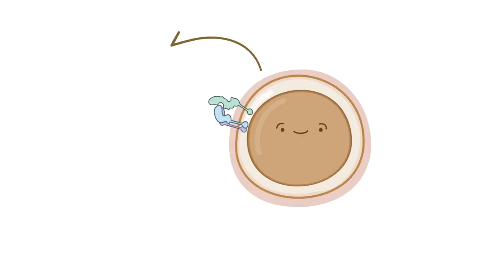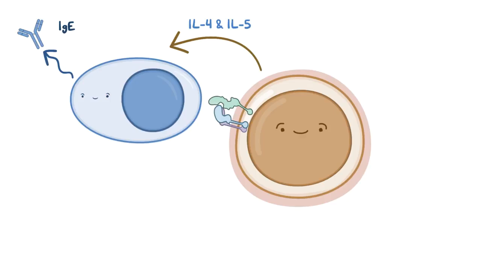For example, if the T cell secretes interleukin 4 and interleukin 5, then the B cell will become an IgE secreting plasma cell. On the other hand, if the T cell secretes interferon gamma, then the B cell will become an IgG secreting plasma cell.